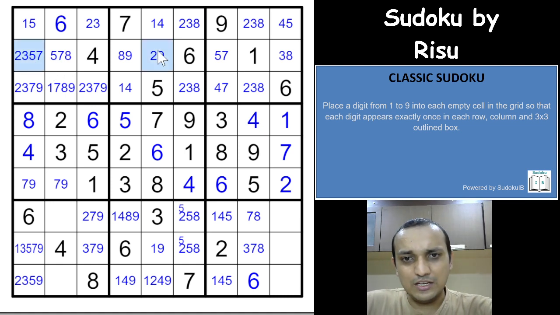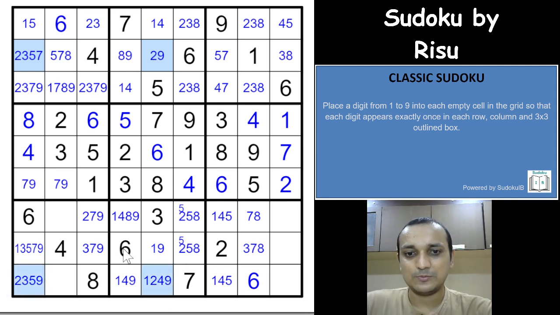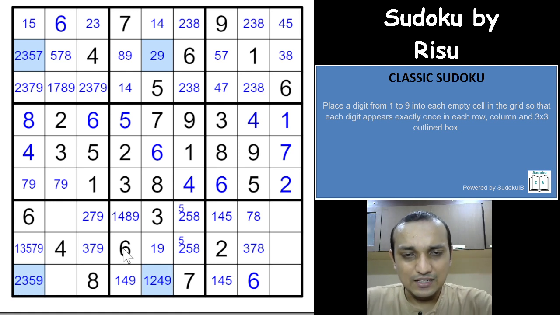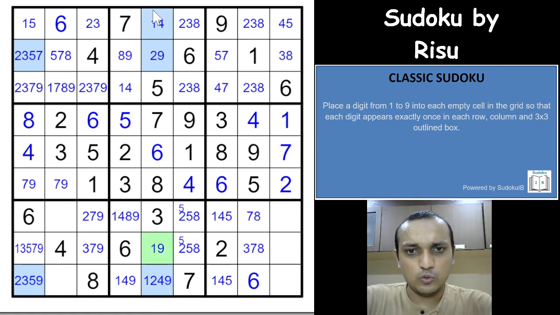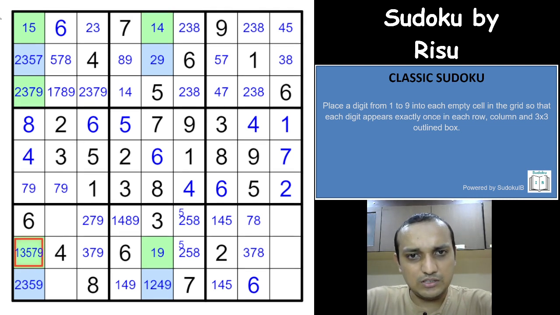So where can 2 be in row 2? Only these two cells, right? Now where can 2 be in row 9? Only in these two cells. So which means that if you have a 2 here, you will have a 2 here, and if you have a 2 here, you will have a 2 here. So none of these cells here can have a 2, right? Oh, sorry. Yeah, none of these cells can have a 2 here. So that removes 2 from all of these green cells, and we'll work on that right now.